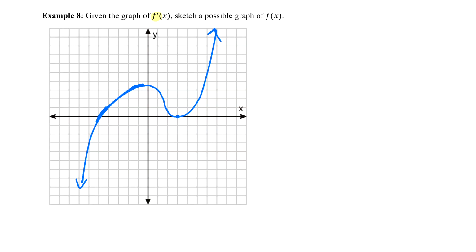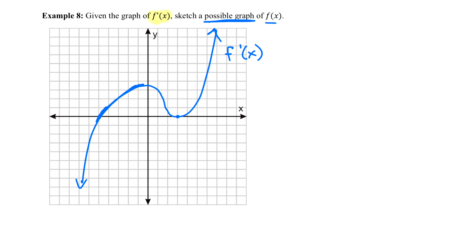For our last example in this section, this type of problem is a little bit different. We're going to use the graph of f prime of x. So the thing we want to keep in mind is this is the graph of f prime of x. And we're going to use this graph to help us sketch a possible graph of our function f of x. So we're not actually starting with an equation. We actually don't have any sort of equations here. All we have is this graph to work with.